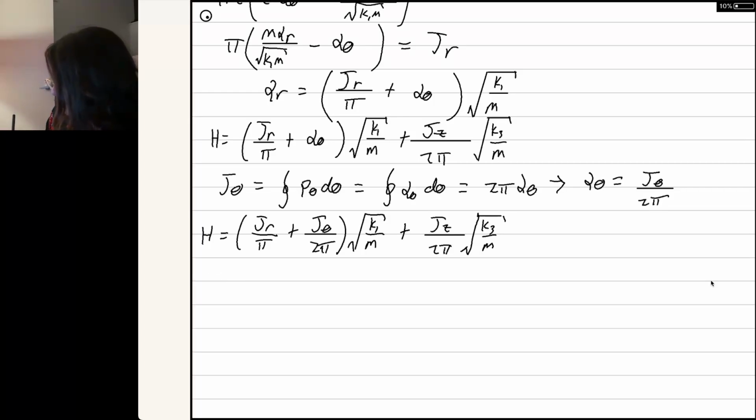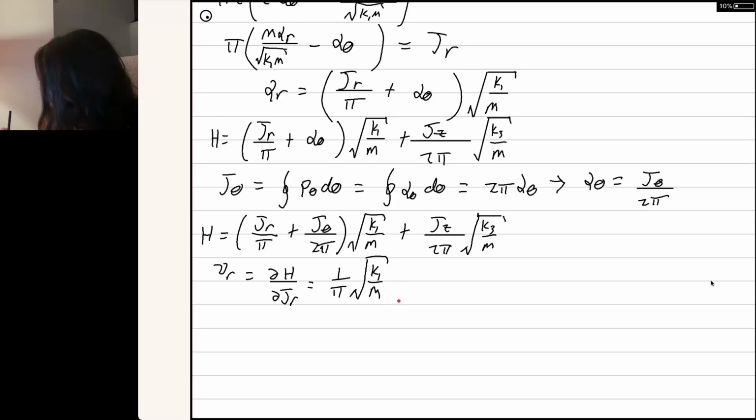Let's just do nu r, which is del h del jr, is going to be 1 over pi root k1 over m. And then nu theta is del h del j theta, which is just 1 over 2 pi root k1 over m. This is what I mean by having degenerate frequencies.